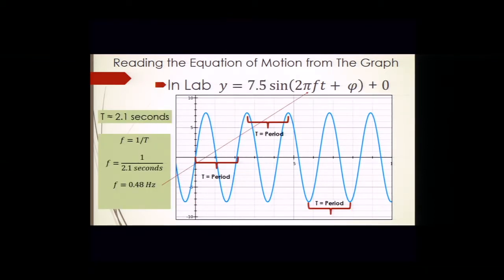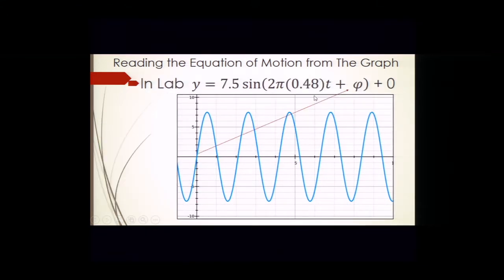Then I can look at my period, and I can read it off the graph in several different places. When I do that, it looks like the period is about 2.1 seconds. My frequency is 1 over the period, so I can put in 0.48 for f. I put in my 7.5 for my amplitude, and now the 0.48. My phase angle is where do I start? In this case, I start at 0, so that makes it nice and easy, and I can put that in right there.